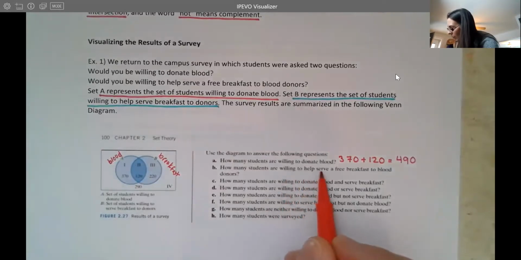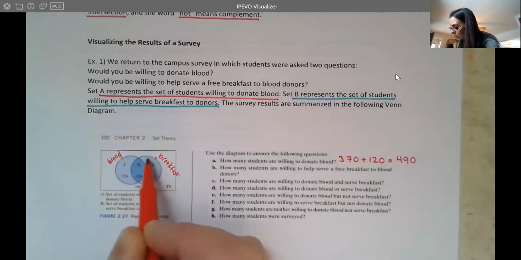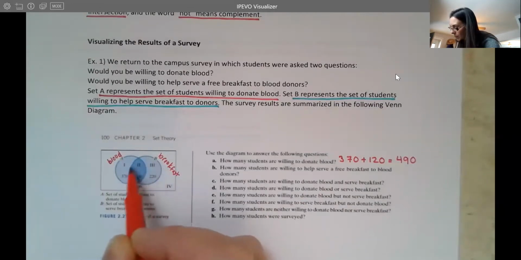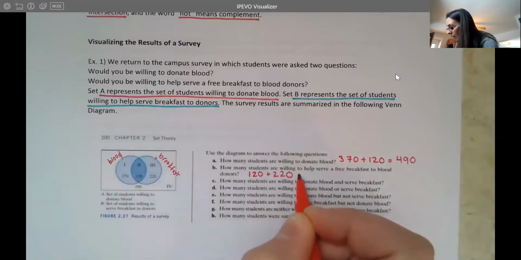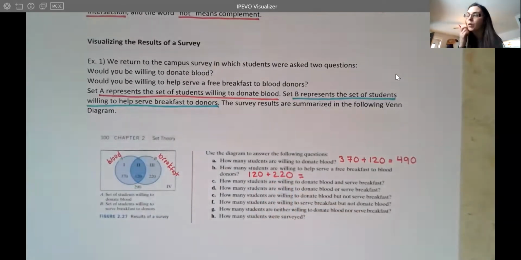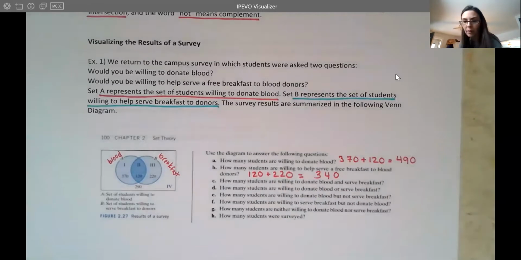How many students are willing to help serve free breakfast to blood donors? Well, free breakfast refers to set B, right? So we're looking at this set here. So how many people are willing to help serve breakfast? 120 plus 220. Now, these could be the same people, right? We're not talking about unique people. Some of these people are giving blood and they're serving breakfast, but we just need to know, well, how many people are willing to donate blood? How many people are willing to help serve breakfast, right? It could be some of the same people. So we have 340 people there.